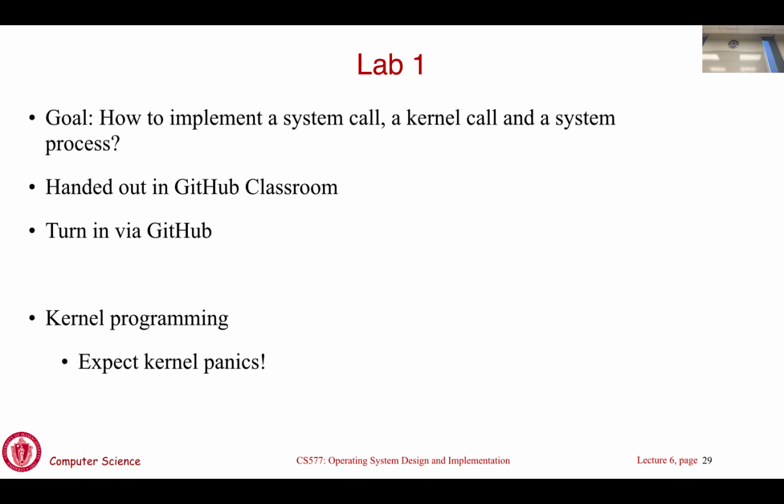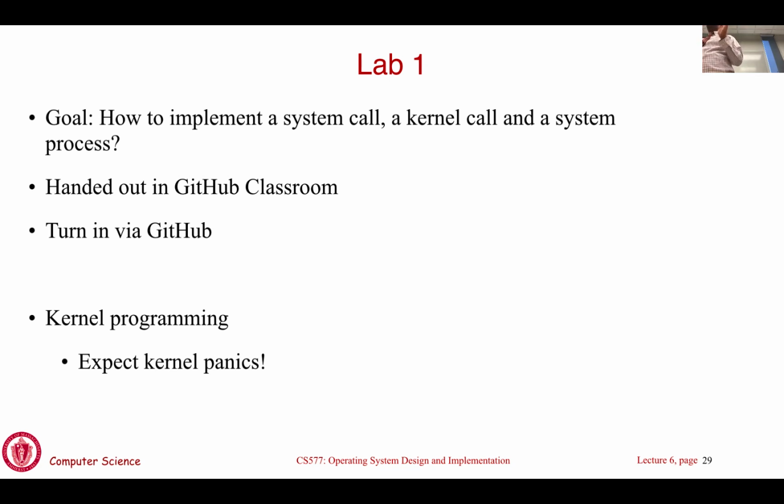So the first lab is going to implement a system call, implement a kernel call, implement a new system process. So you basically understand how all of these things work. It's going to be handed out on GitHub just as we handed out lab 0. We're going to hand out lab 1, and this time you actually have to turn things in, because last time we didn't have to turn anything in. So all your code has to come in through GitHub.